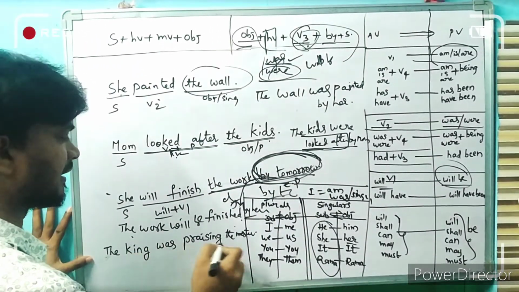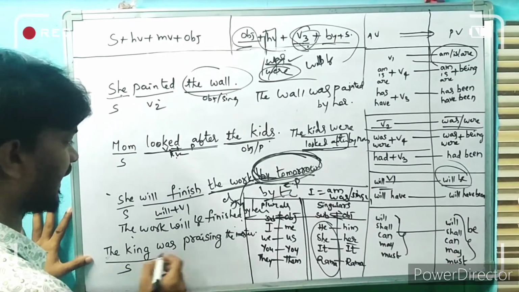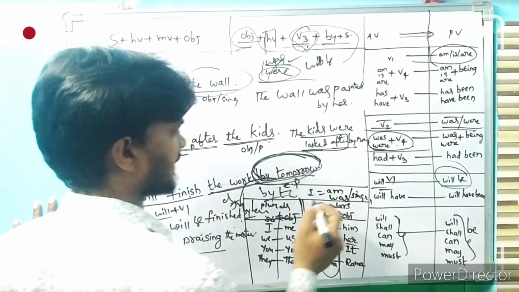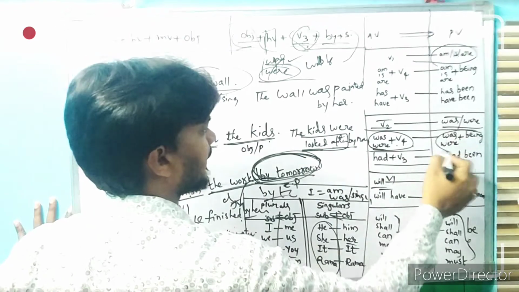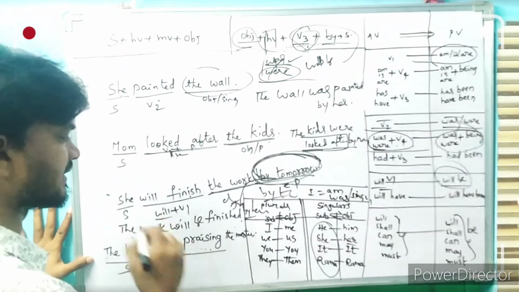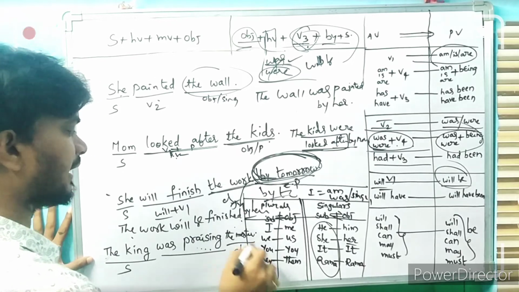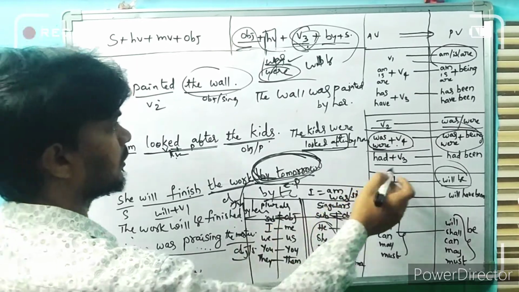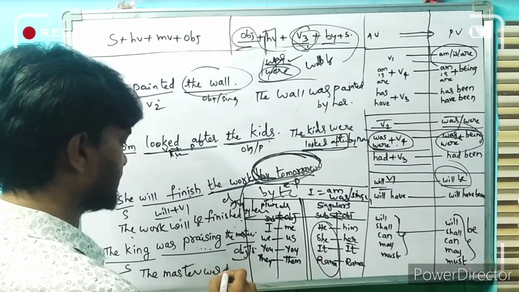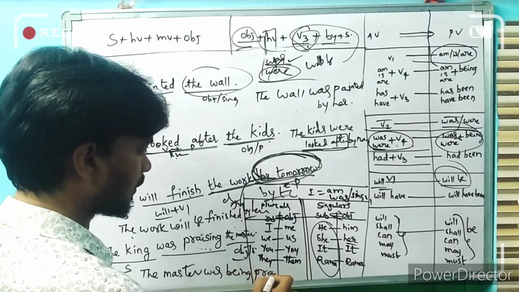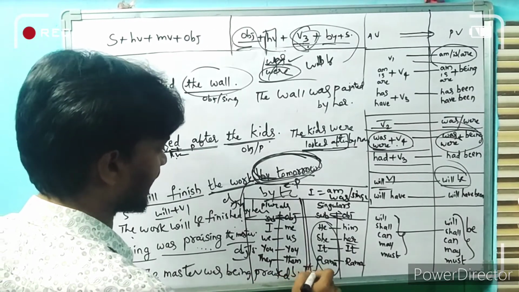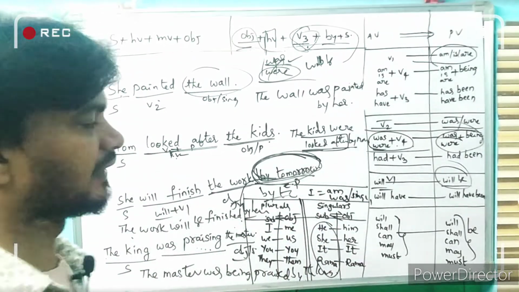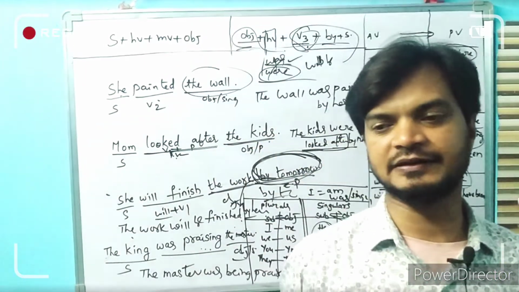Now the next sentence. The king was praising the minister. Who is praising? The king. So was praising is past continuous tense. In passive voice we get was, were, being. Praise, praised. The minister is singular, and it is the object. Now write the passive voice structure. The minister was being praised by the king. Okay, fine. So in this way, you can change any active voice sentence into passive voice.